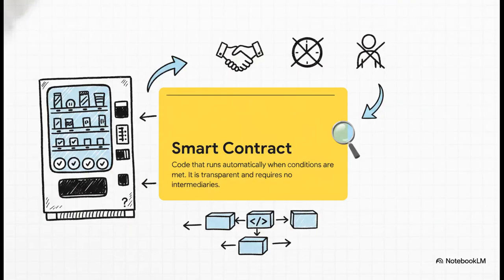Now, the other piece of the puzzle is something called a smart contract. Don't let the name scare you. It's just like a digital vending machine. You know how a vending machine works, right? You put in money, that's the condition, and the machine automatically gives you a snack. A smart contract is just code that says, if this happens, then do that. It all happens automatically, without needing a person in the middle to approve it. This is huge because it cuts out middlemen, which saves time, money, and reduces the chance of corruption.